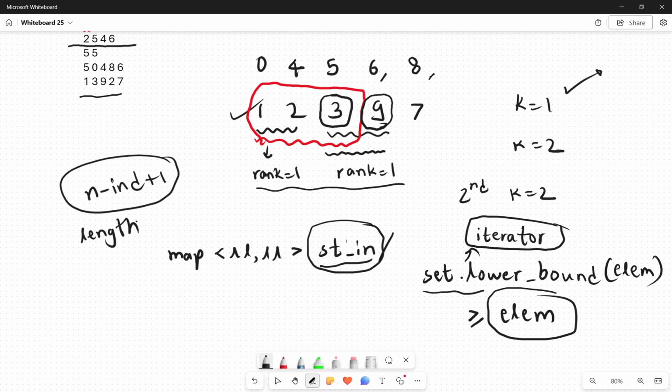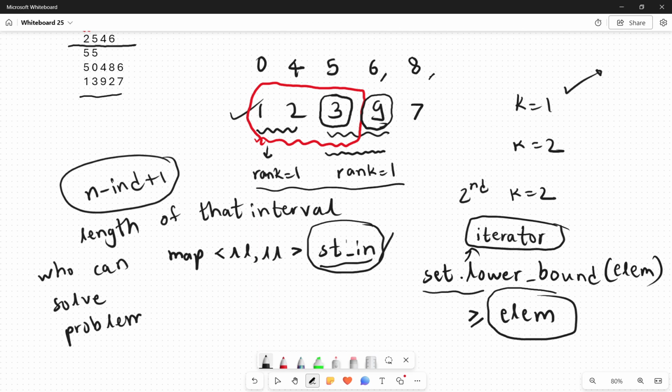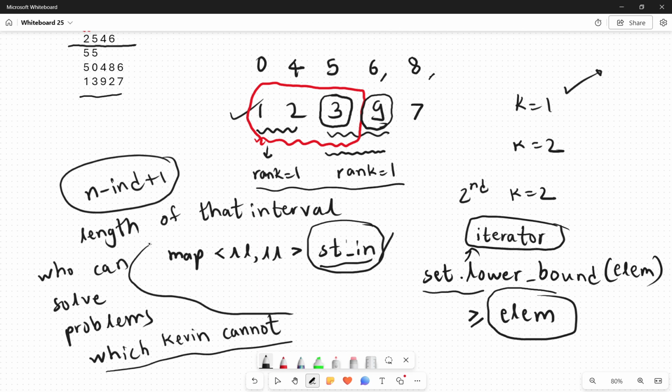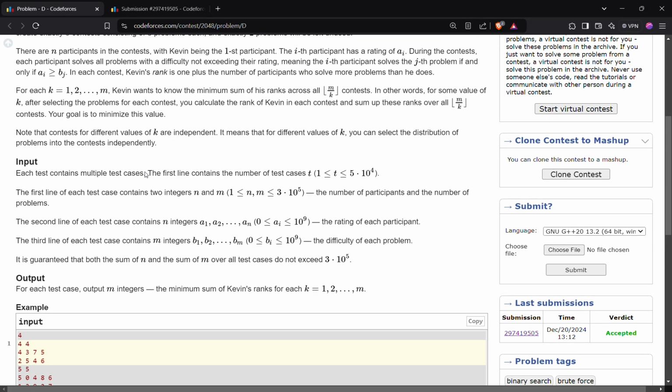So the length of that interval, of those who can solve problems which Kevin cannot, right? So this is basically the thing. These are implementation details. So let us head towards the code.